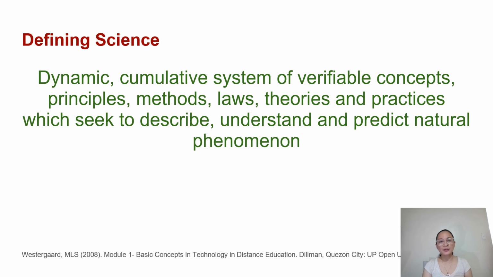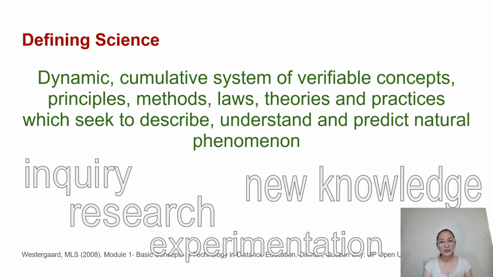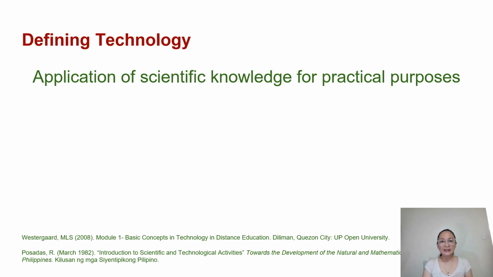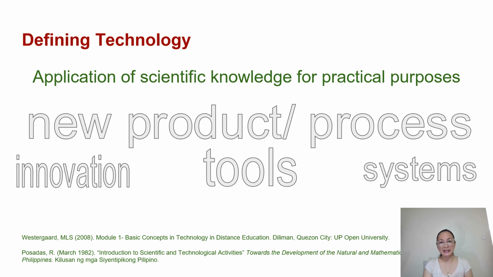The core concepts to science are having a curious mind that asks questions through inquiry, seeks solution through research and experimentation, such that new knowledge is gained, and this knowledge is usually published in a scientific paper. On the other hand, technology is defined as the application of scientific knowledge for practical purposes. The core concepts in technology are innovation and the use of tools and systems that make life easier, such that a new product or a process are usually seen as the end result.